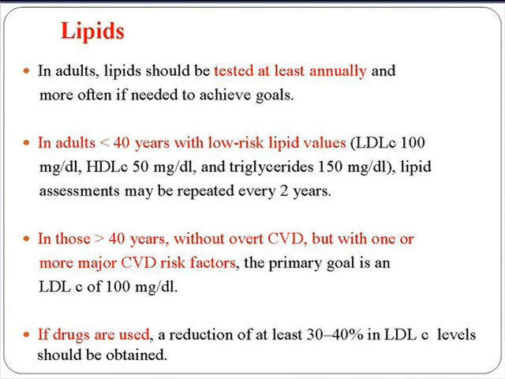Coming to the lipids, which will be discussed in detail later, lipids should be tested at least annually and more often in those patients where the goals have not been achieved. In adults less than age 40 years with a low risk lipid profile, that is the LDL cholesterol less than 100, the HDL more than 50 and the triglycerides less than 150, the lipid assessments can be repeated once in 2 years. Those more than age 40 years with additional risk factors have to be screened annually and more often if the goals are not achieved.